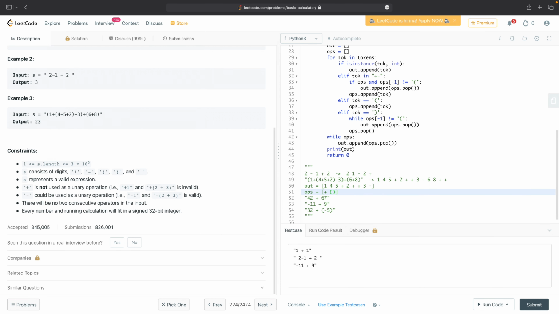I see an open paren. I see a 6. I see a plus, which goes after an open paren, so I don't do any popping. I see an 8, so that goes on. I see a closed paren, so I'm going to move the plus over and delete that. My loop is now done. So if there's any operators, they need to get moved over. So now I'm left with 1, 4, 5 plus 2 plus 3 minus 6, 8 plus.